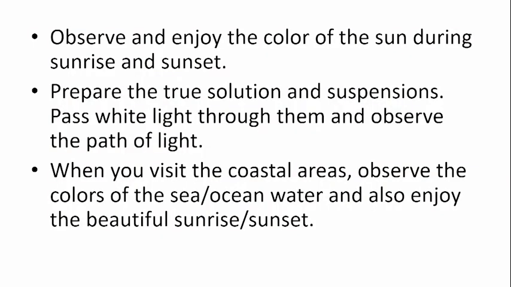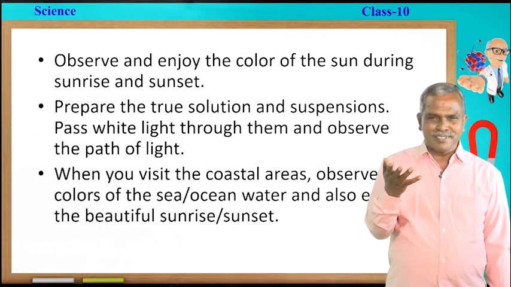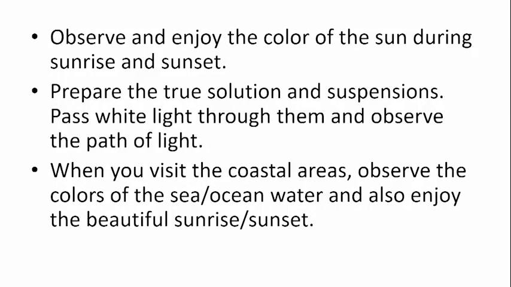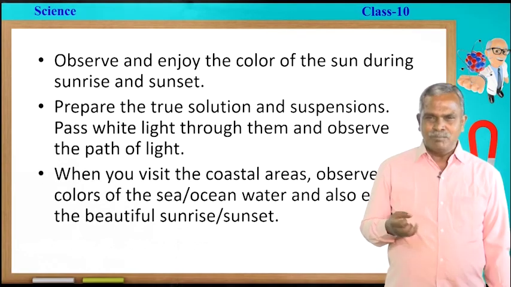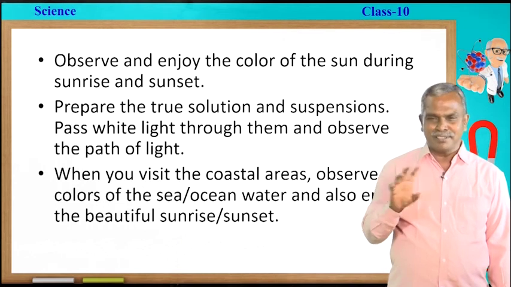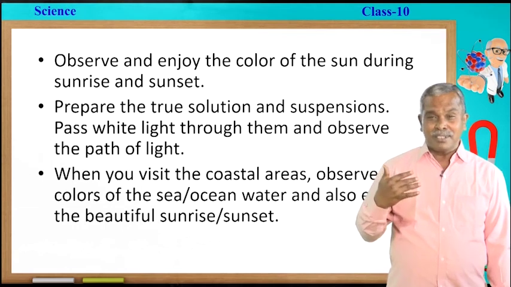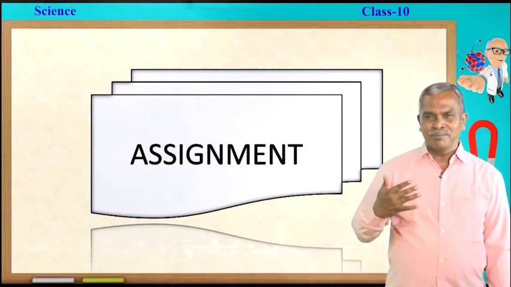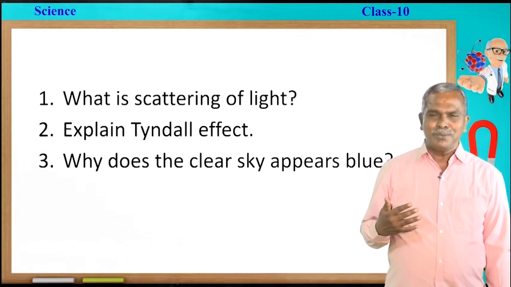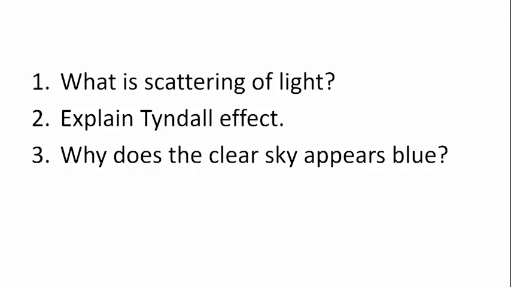Okay, children, let me give some activity for you. So, I need not say observe the sunrise and sunset, you are going to observe and you are going to enjoy. If you go to coastal areas, you please enjoy the sunrise and sunset, and if possible you do some solutions, suspensions, colloidal particles, etc., and you pass the white light through it and try to observe whether the path of the light is possible to see or not. Lastly, I am going to give one assignment in the form of the 3 questions. The 3 questions are displayed on the screen. Without fail, please answer these questions.